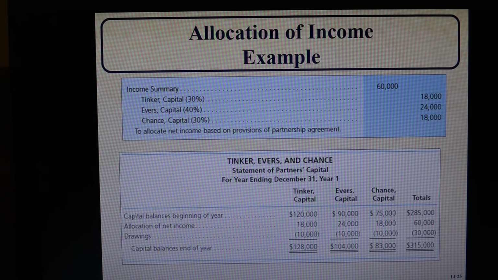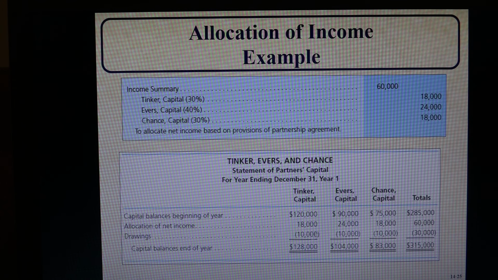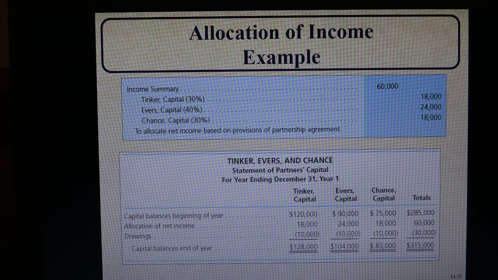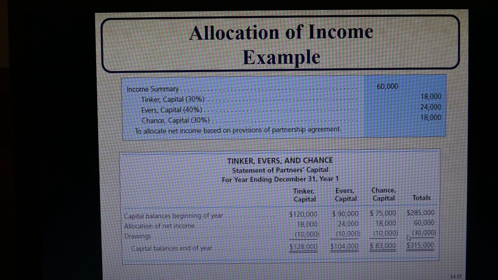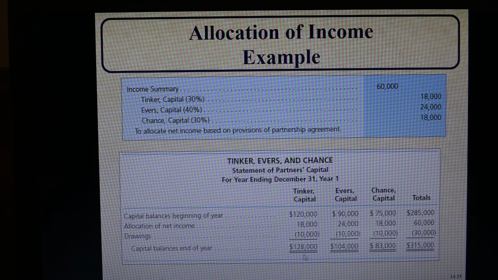So down here at the bottom, they show the effect on the capital accounts for each partner of the allocation of net income that you have here, 60,000: 18, 24, 18. But their capital account was also reduced by the 10,000 draw each one got during the year.